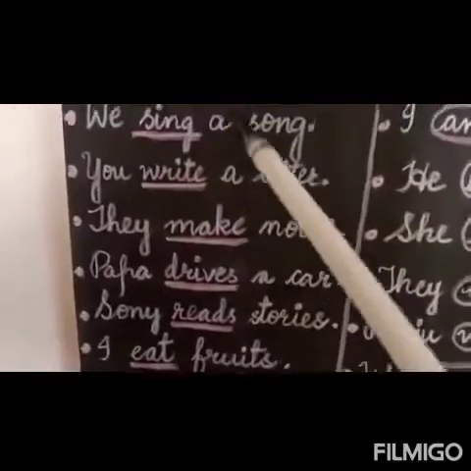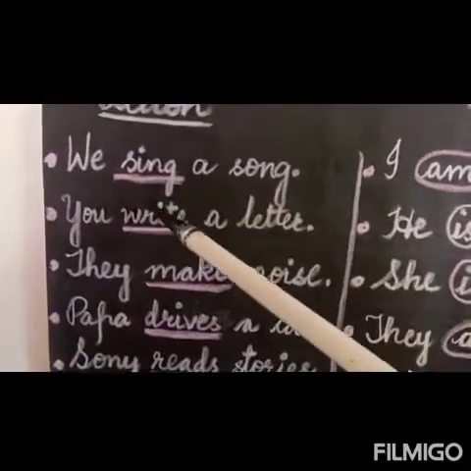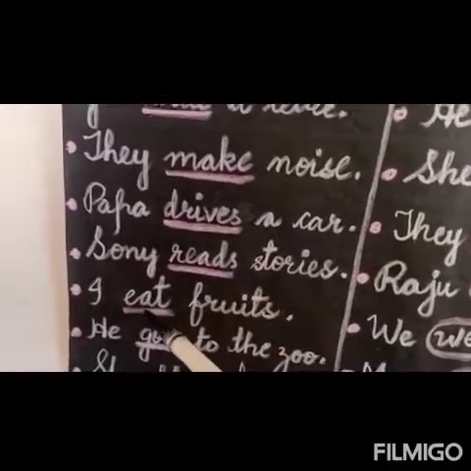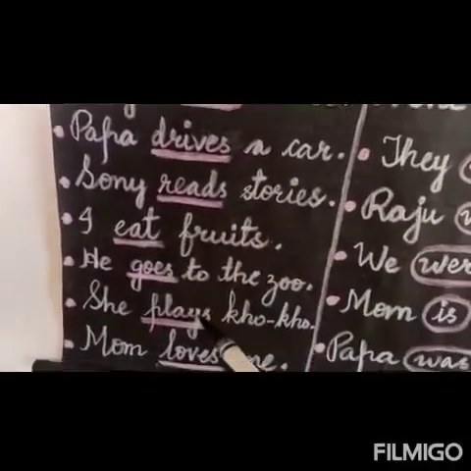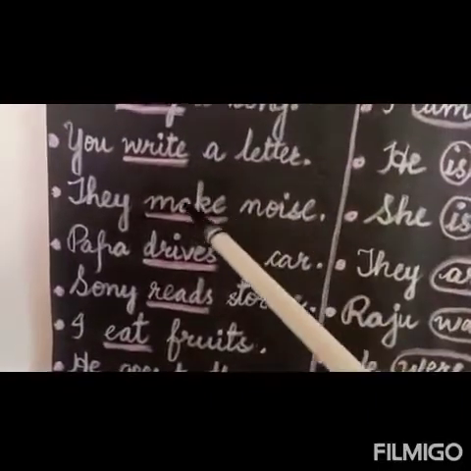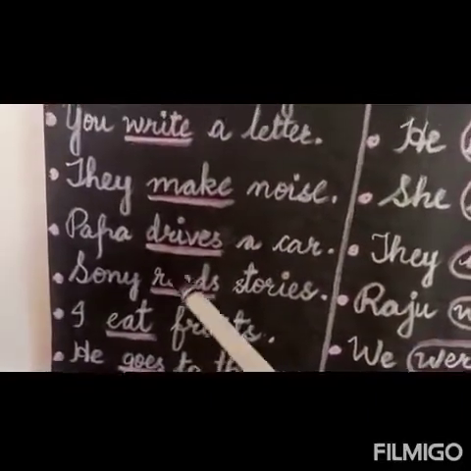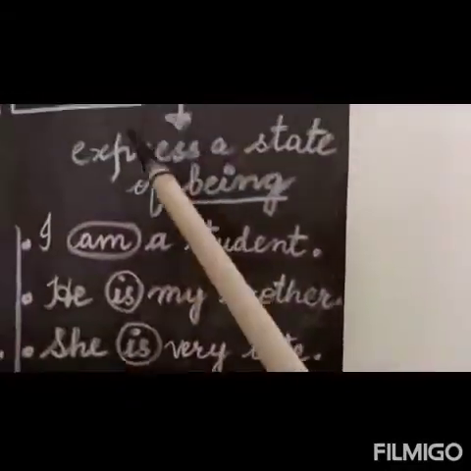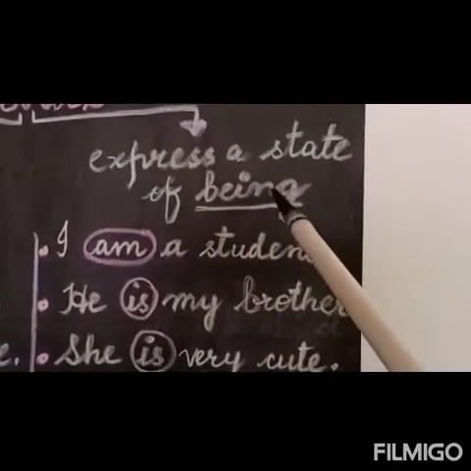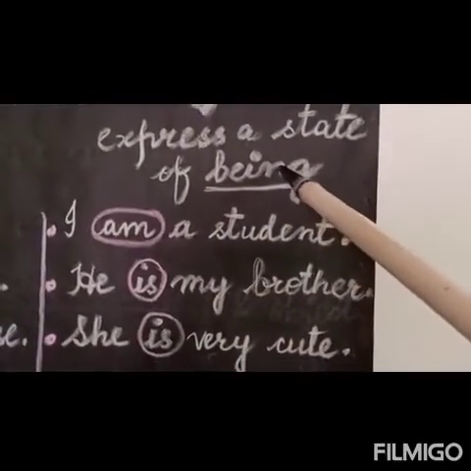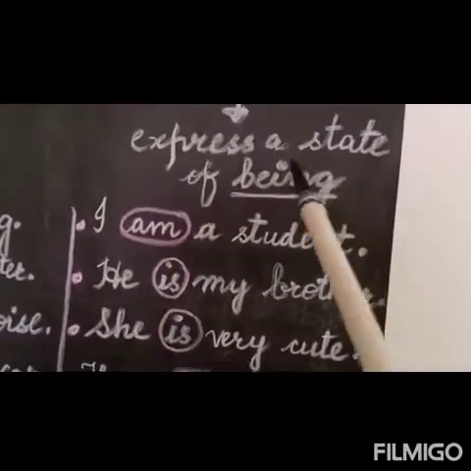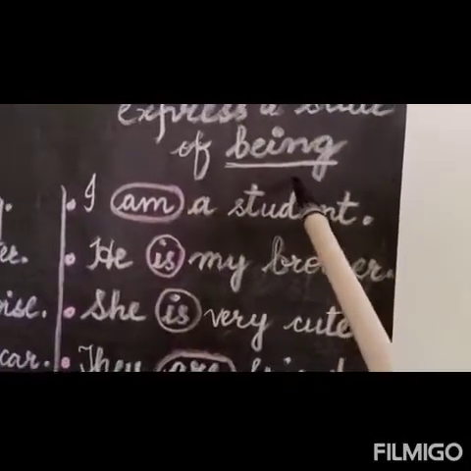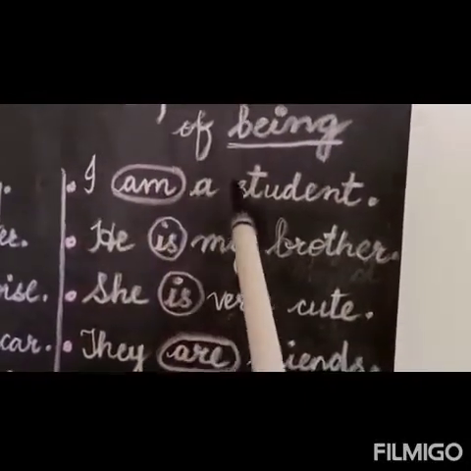So my dear students, you see these words: sing, write, make, drives, reads, eat, goes, plays, loves. All these words are showing some action. They are indicating some action. So these words are verbs. Now see the next part. The verbs express a state of being. Means they don't show any physical action. They don't show any physical activity. They show us how something is, how something feels, or how something appears. Like, I am a student.